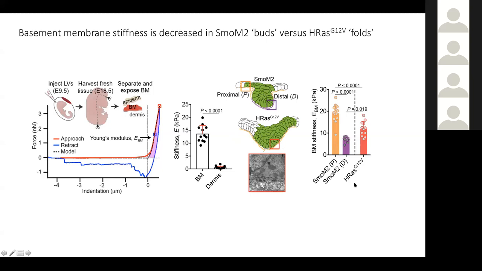And as the model predicted, if you look at the smoothened lesions, actually those have a lower modulus, whereas the RAS folds have a higher modulus. If we look at these proximal regions versus the distal tips, actually they have an even higher modulus, which I'll get into, describing why we think that is. But essentially, at least to a first approximation, the model correctly predicted that you have a lower bending modulus in the smoothened case versus in the RAS case.